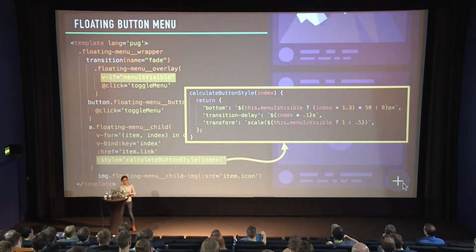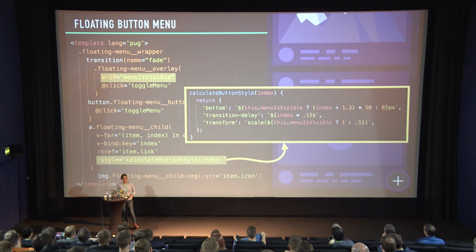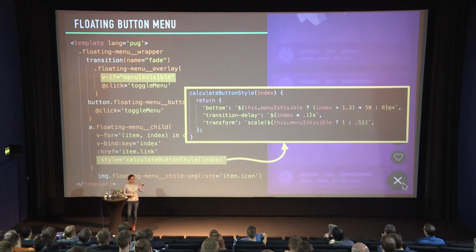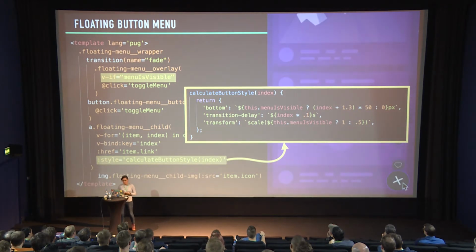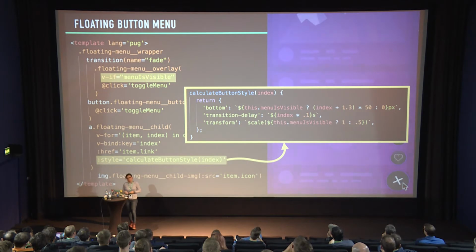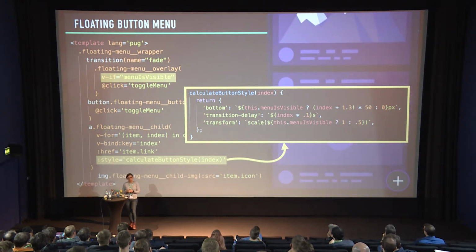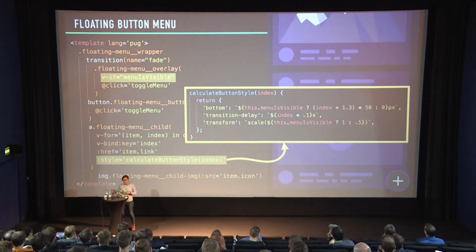And then based on the index, we calculate the button styles, which is exactly the same technique that I showed before for the clouds on that environment background, for example. So here we have the bottom property, for example. The first thing that we do is that we check if the menu is visible or not. And if it is not visible and the buttons should be hidden, we set the bottom property to 0 pixels. And if it is visible, then we calculate it based on the index.